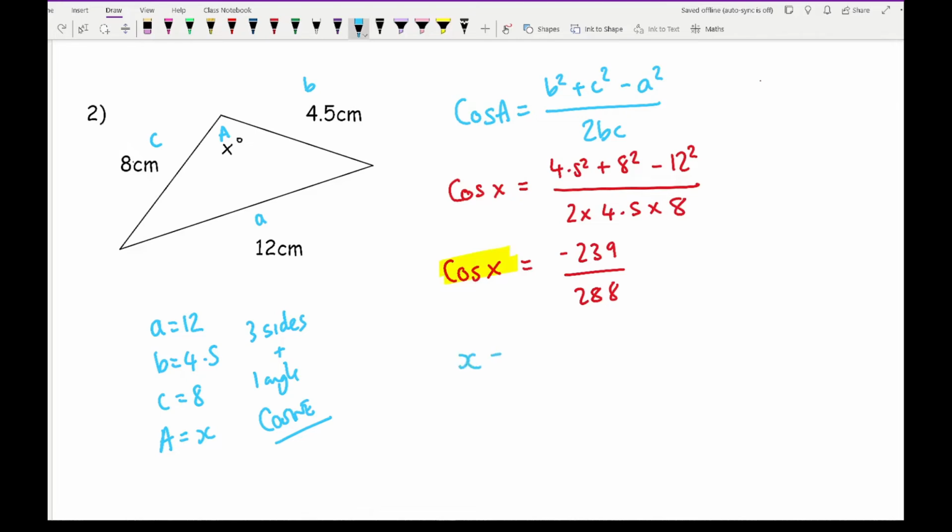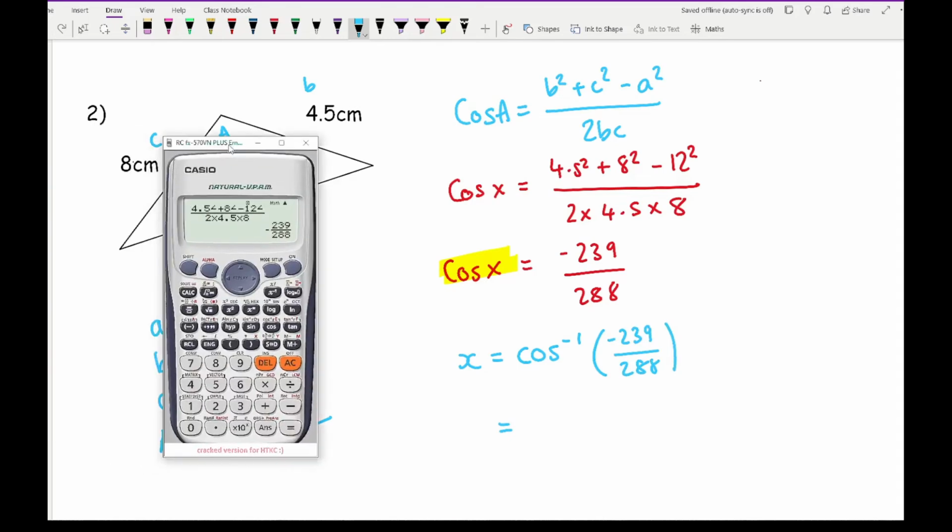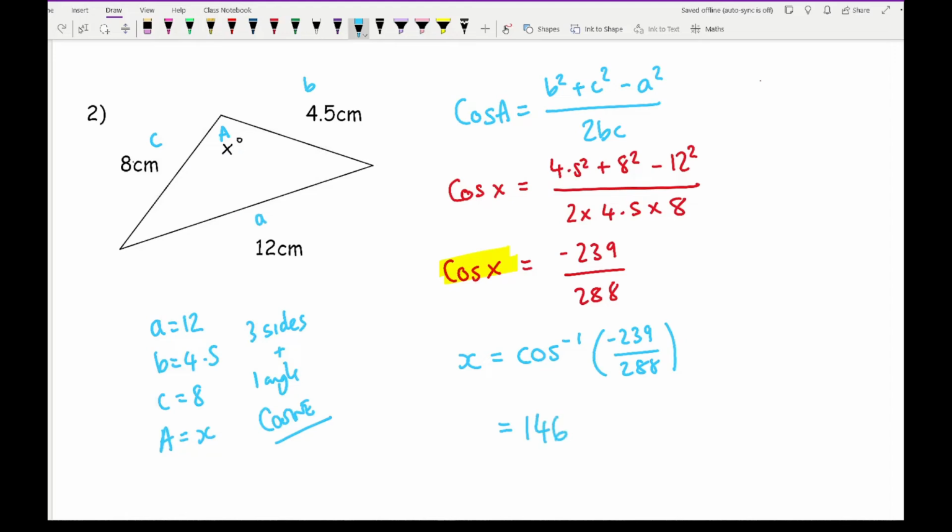So therefore x equals the inverse cos of minus 239 over 288. And if I get my calculator back and do shift, inverse cos of the answer equals, and it gives me 146.1. And that's to 1 decimal place.